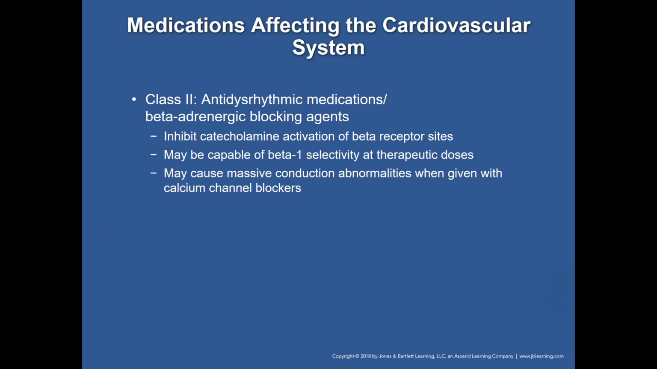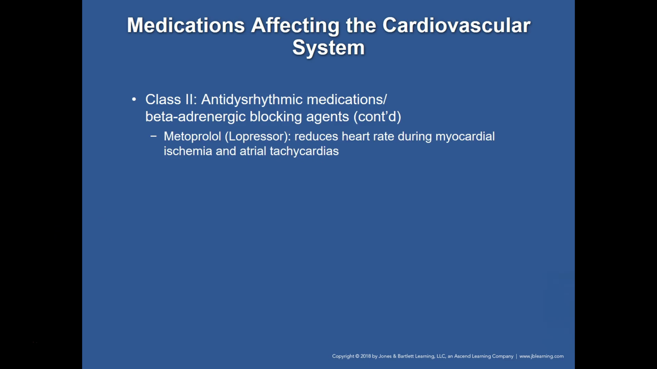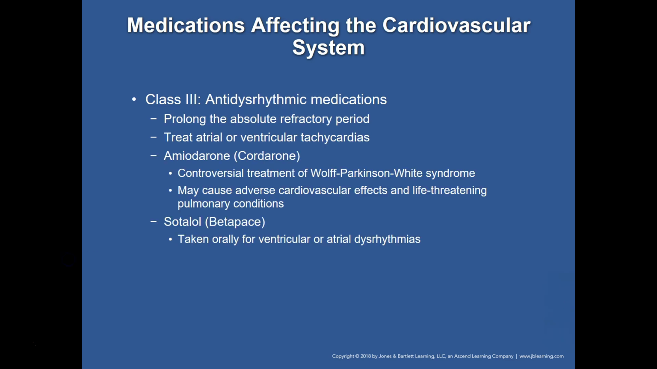That's class 1. Class 2 are beta adrenergic blocking agents. They inhibit catecholamine activation of beta receptor sites. So class 2s work on the beta receptor sites. They may be capable of beta 1 selectivity at therapeutic doses, but can cause some massive conduction abnormalities when given with calcium channel blockers. So calcium channel blockers and beta blockers should not be mixed together because they can cause some really big problems. Metoprolol is the example that they use for that, but it's not the only one. It reduces heart rate and ischemia.